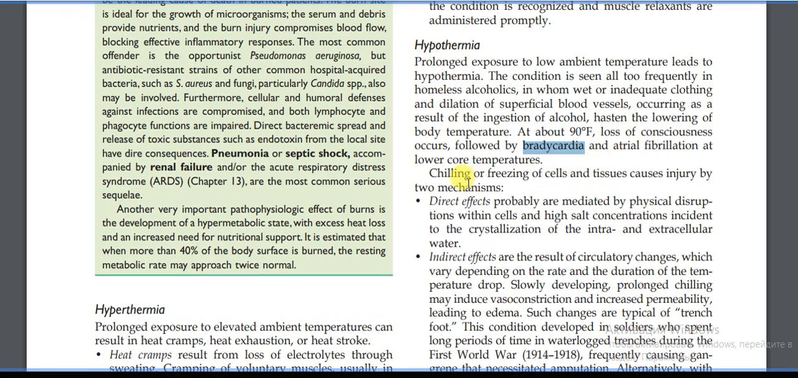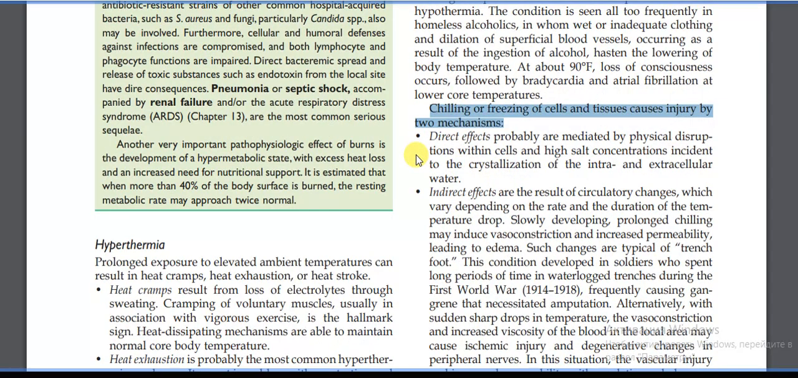Chilling or freezing of cells and tissues causes injury by two mechanisms. Let's talk about the direct effect. Direct effects are probably mediated by physical disruptions within cells and high salt concentration incident to the crystallization of intracellular and extracellular water. In easy words, when blood is frozen, crystals are created, and these crystals possess very sharp edges, and these sharp edges can rupture our cell membranes.